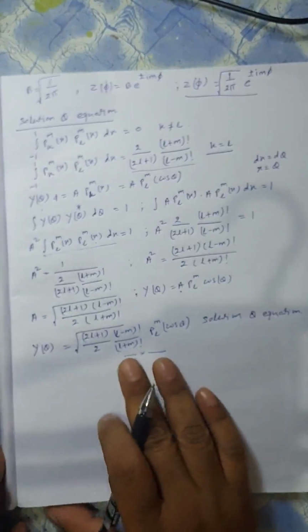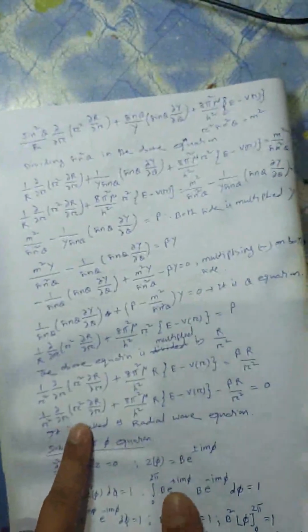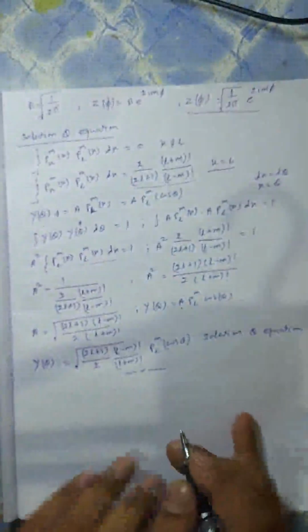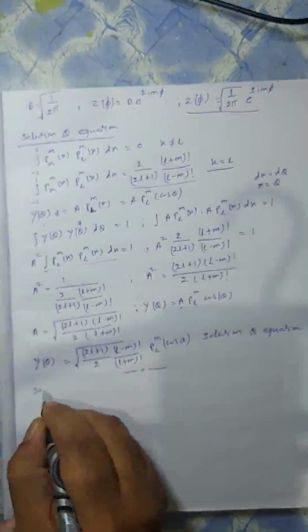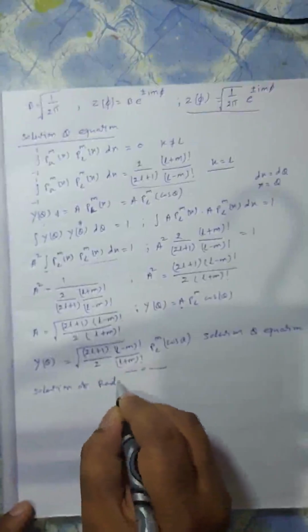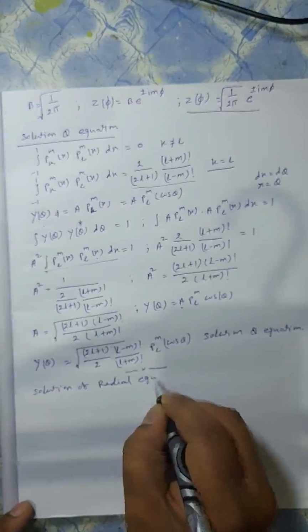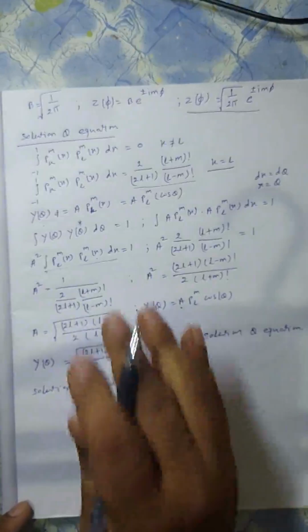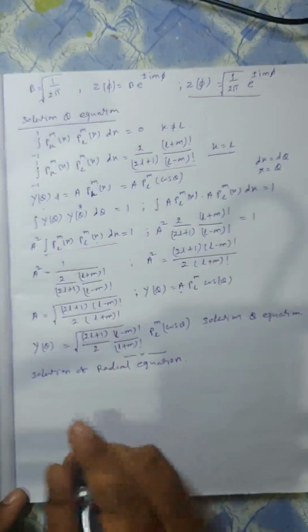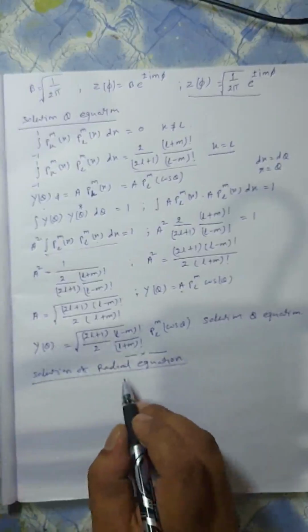The radial equation is the solution of theta, phi, 1 by r square, dou by dou r, r square dou r by dou r. We have to write what the solution of the radial equation is. We already discussed the solution of the theta equation and the solution of the phi equation, similar to that of the rigid rotator. We have to define the radial equation.